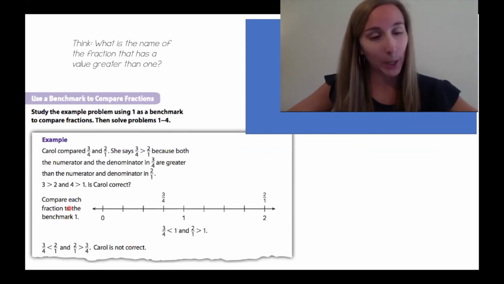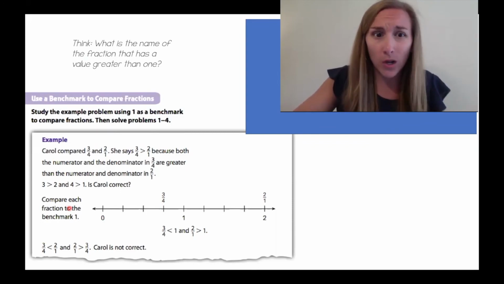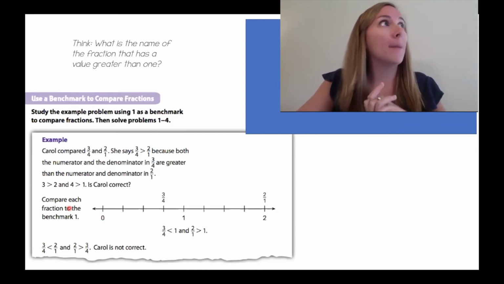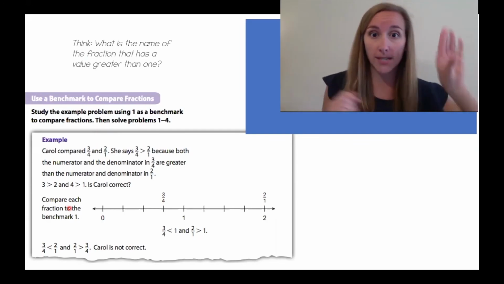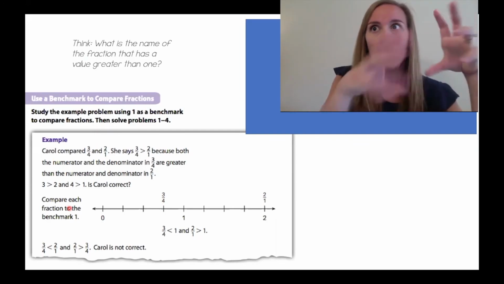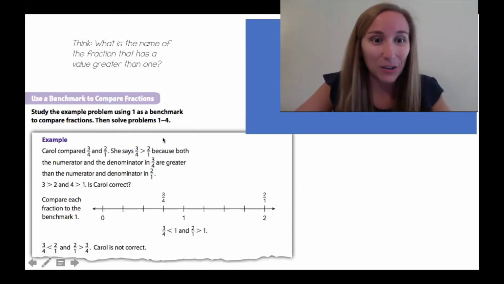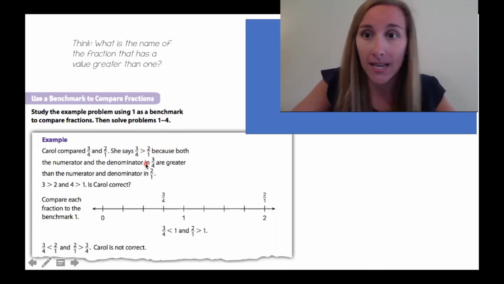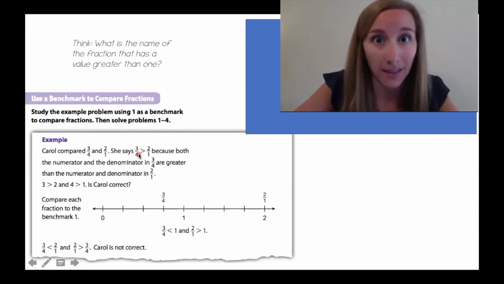Well, I gave it away a little bit earlier, but 2 over 1 is greater than 1 whole, right? It's really 2 over 1 is equal to 2, right? Because I have 2 parts with 1 part in the whole, and I have 2 of those, so 2 wholes. So I know that 2 over 1 is that improper fraction. It's greater than 1, and 3/4 is definitely less than 1 whole.